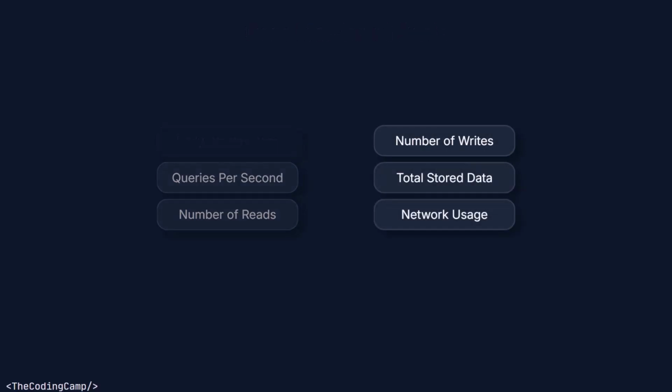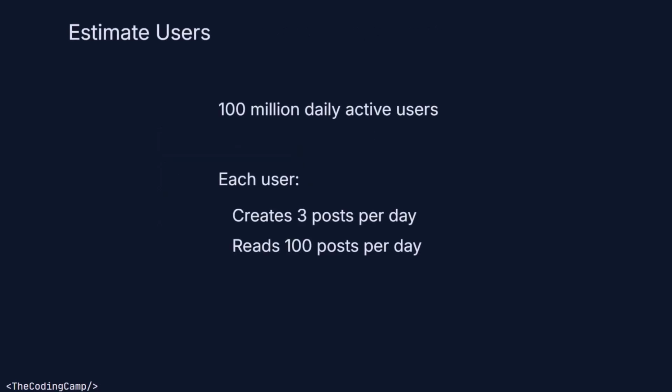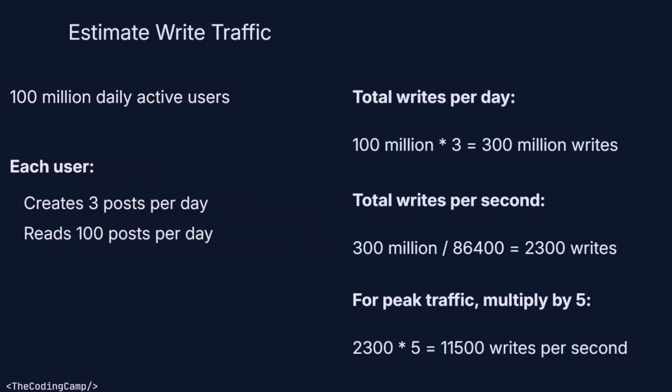Start with estimating the number of daily active users. Then estimate user behavior. For example, each user creates 3 posts per day and reads 100 posts per day. Then estimate the read and write traffic. For example, total writes per day equals the number of daily active users multiplied by how many posts each user creates per day. Same for reads. For peak estimations, multiply the number by 5. If reads are much more than writes, this suggests heavy caching is needed.